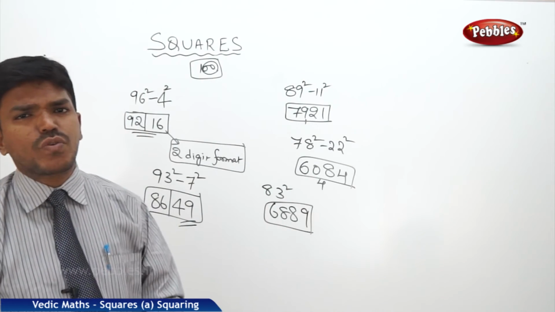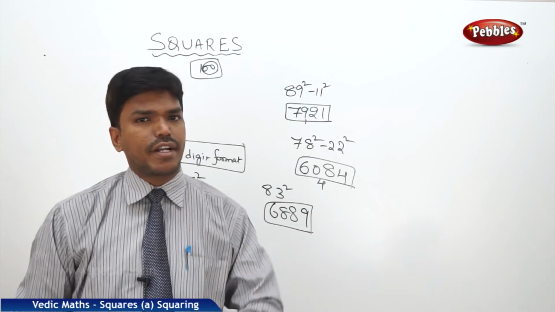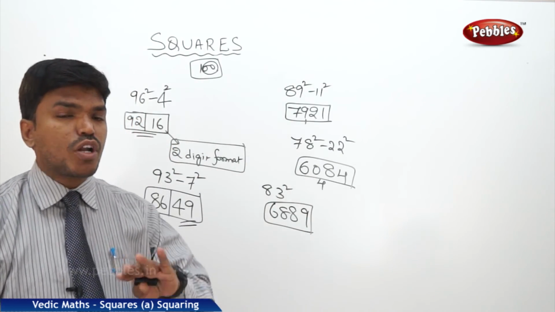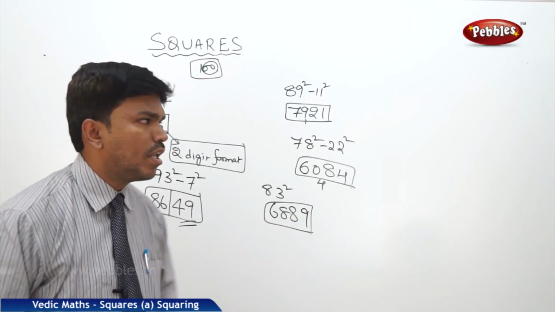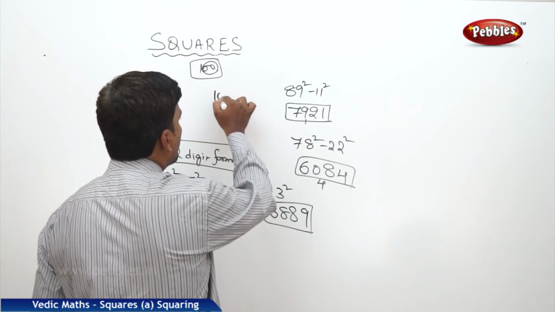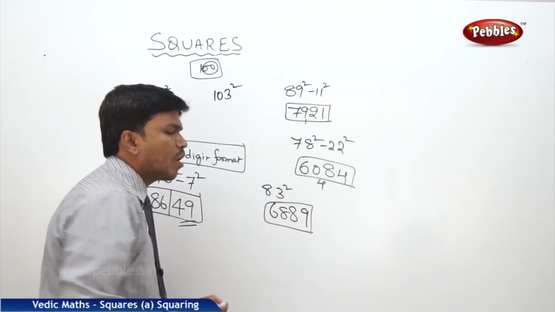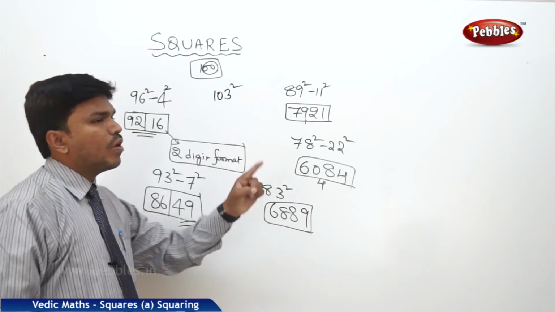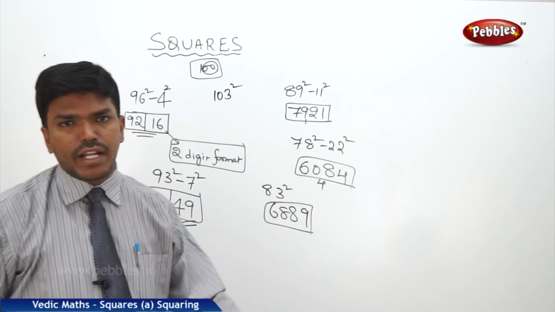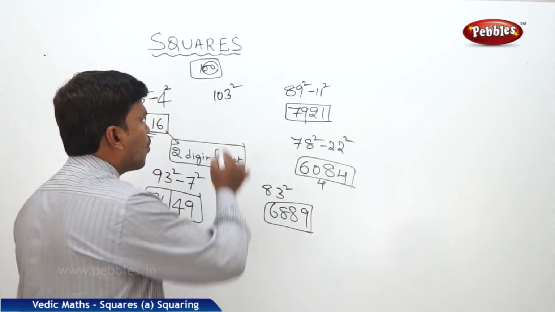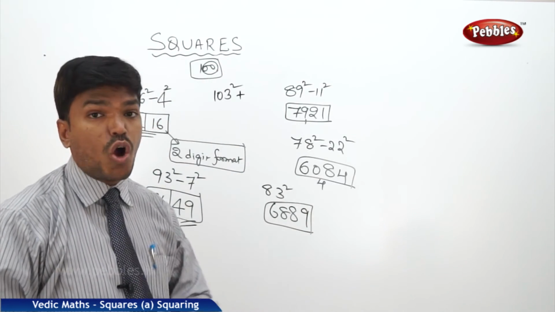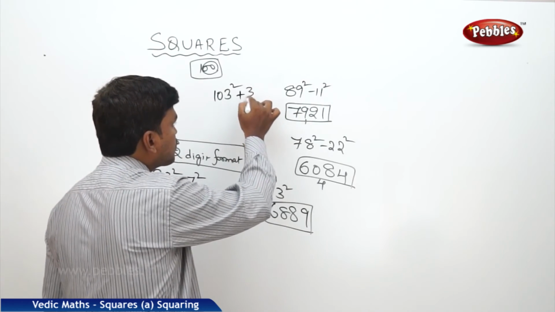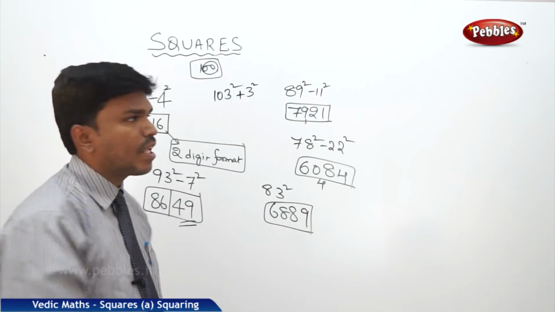Okay. Until now what we discussed? We discussed only the squares which are below the base or below 100. Yes or no? What about above 100? Let us take one example. I need 103 square. Now, if you compare 103 with base 100, is it more or less? Yes, it is more. Put plus symbol. How much more? 3.